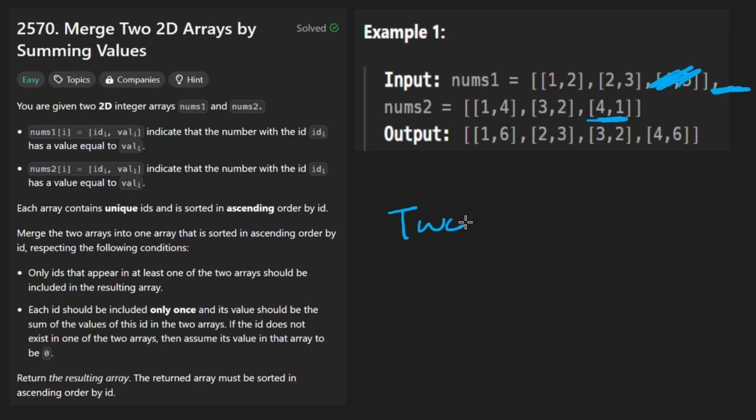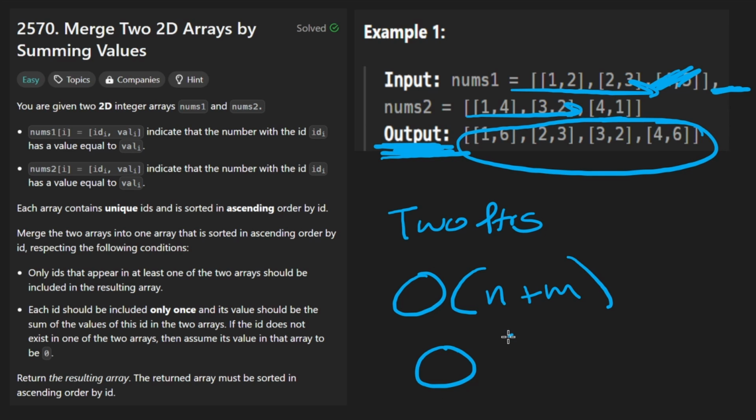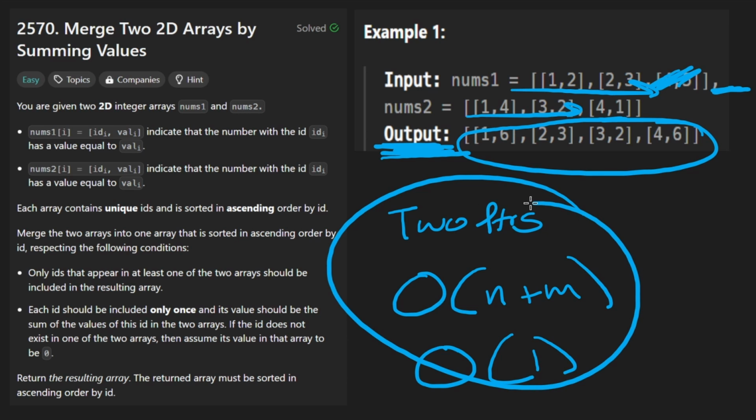The fact that there's two pointers and we're just iterating over each of the inputs once means the time complexity is going to be linear. Let's say n plus m, where these are the respective sizes of the inputs. Space complexity, if you don't count the output, which is what we usually say, is going to be constant. So that's pretty much all you need to know.